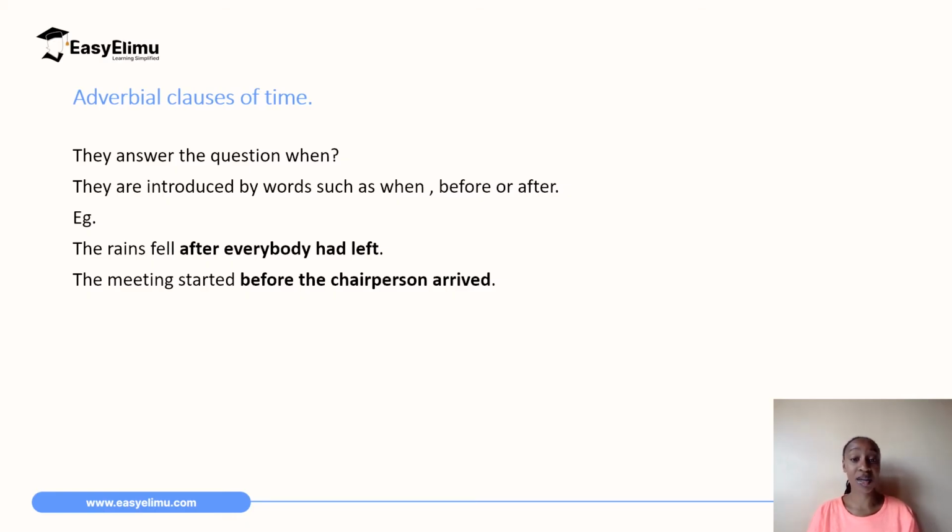And the second example, the meeting started before the chairperson arrived. So before the chairperson arrived is our adverbial clause of time. In this sentence, it tells us at exactly what time did the meeting start: before the chairperson arrived.